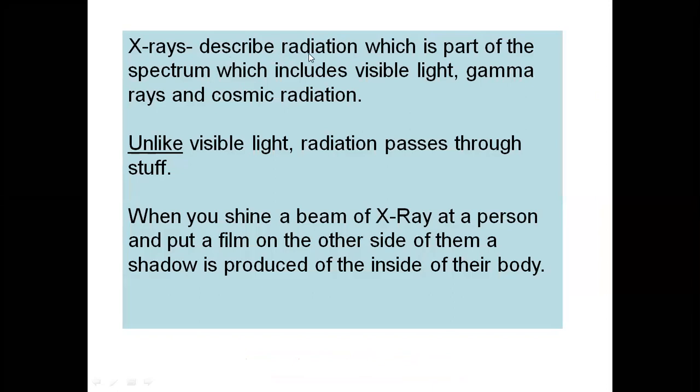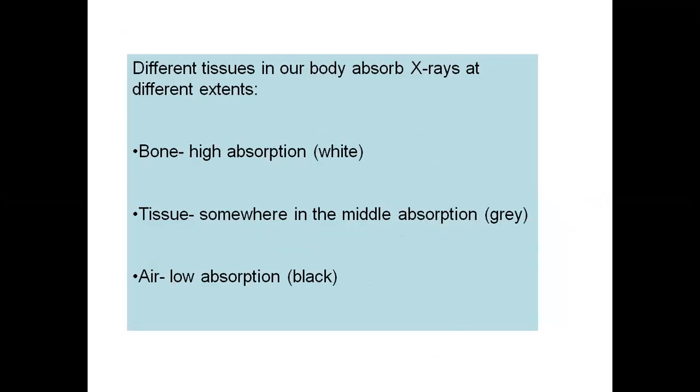X-rays are radiation, which is part of the spectrum that includes visible light, gamma rays, and cosmic radiation. Unlike visible light, radiation passes through certain materials. When you shine a beam of X-ray at a person and put a film on the other side of them, a shadow is produced of the inside of their body.